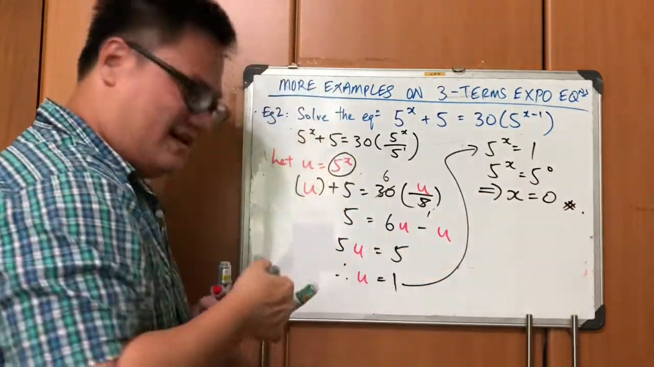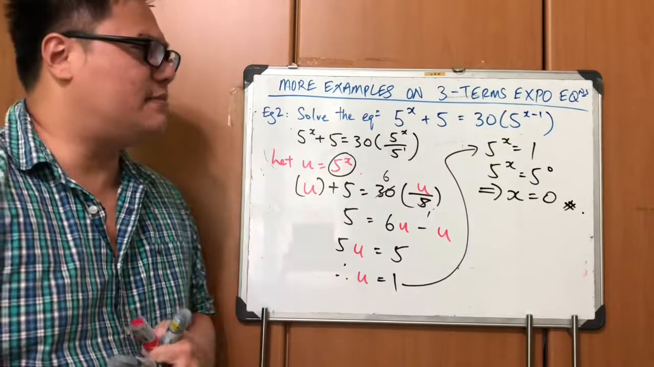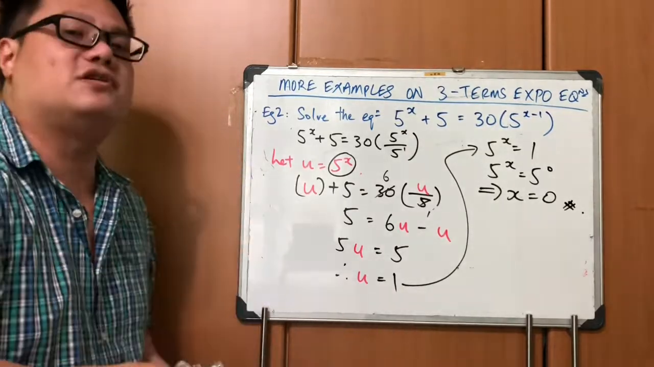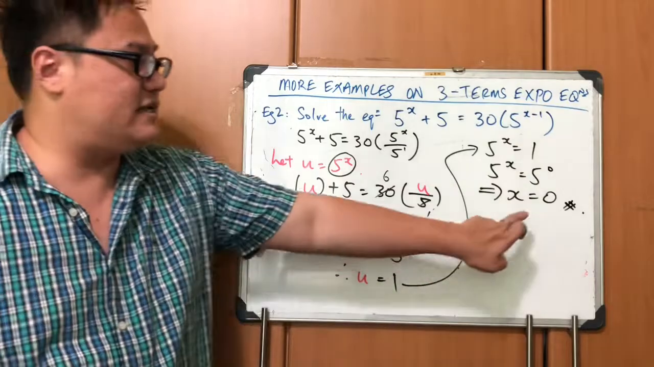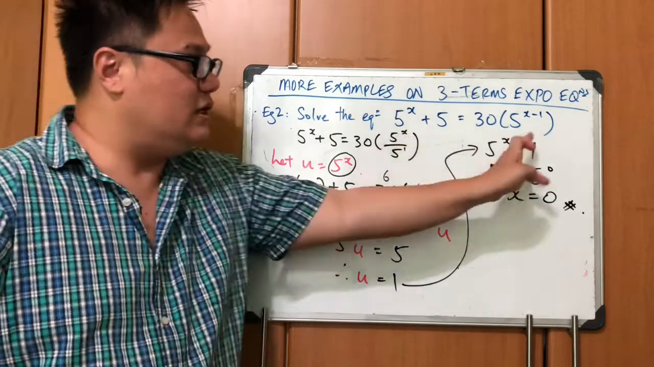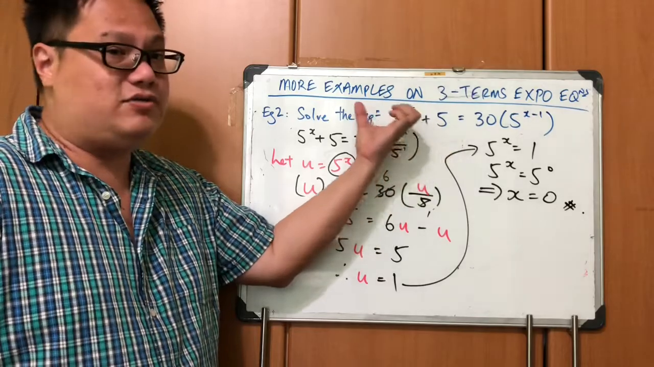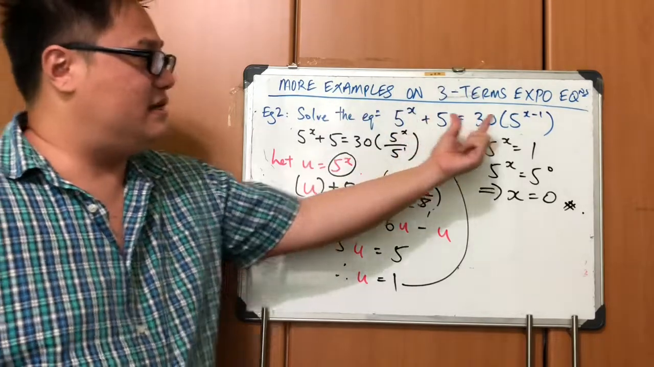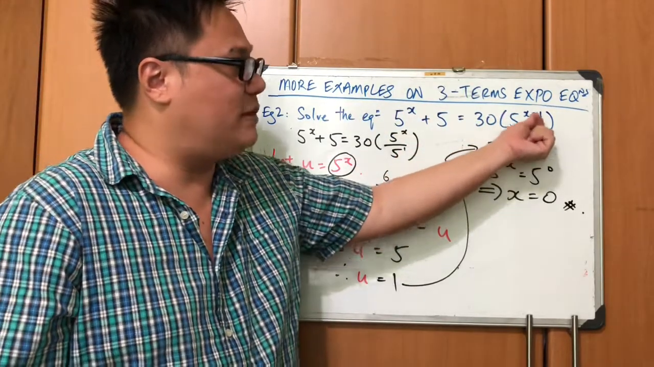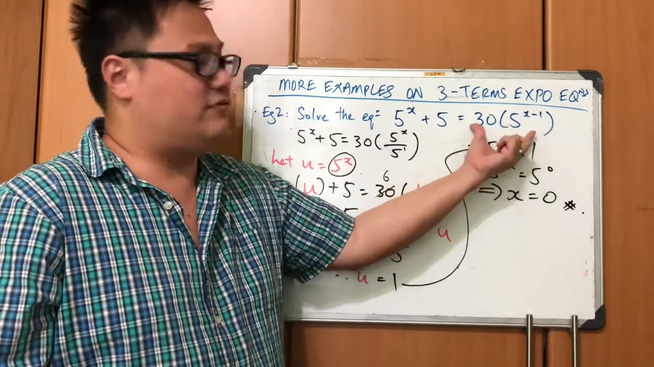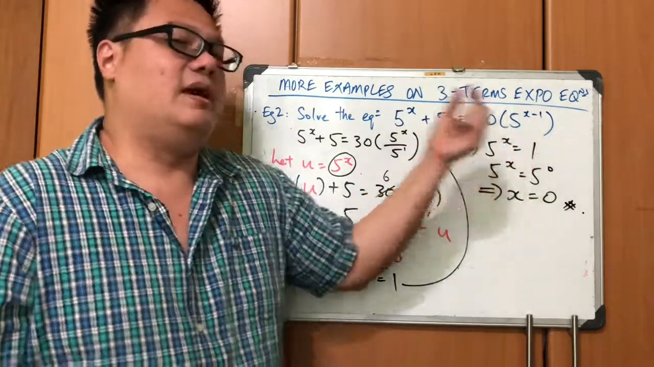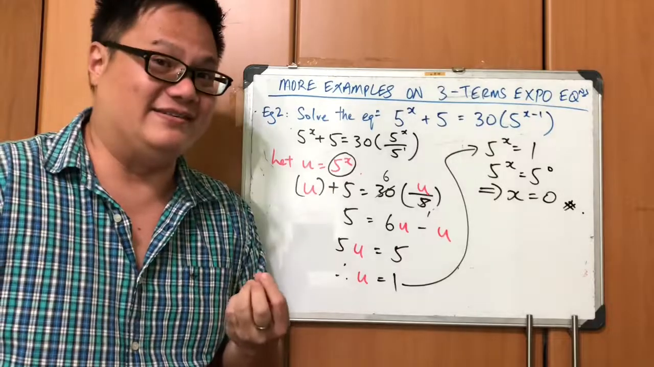That's it. Then you may ask, "Mr. Ng, in an exam, how do I double check the answer? How do I know if it's correct?" Very simple. Simply take x equals 0, substitute into the equation. Make sure your 5 to the power of 0 plus 5, the value, punch your calculator, must be the same as 30 times 5 to the power of 0 minus 1. You punch the right hand side. Both the left and the right must produce the same value. Is that okay?